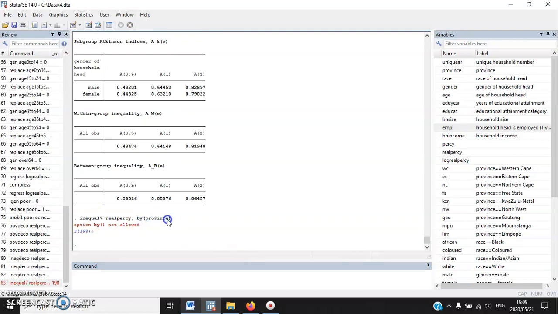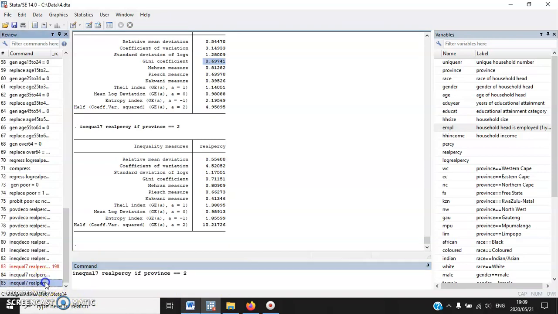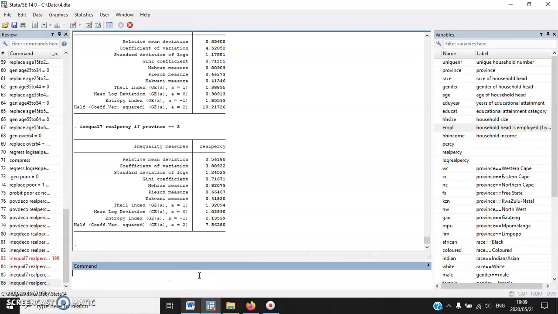And this is the flaw of this ineqerr 7 command. The by option is not allowed. So in other words, it will be a bit time consuming. We have to do it one category at a time. Okay, starting with Western Cape. So this is the Gini coefficient. And then we have to do it for the next province. So it's the small flaw of this ineqerr 7 command, but it includes everyone.